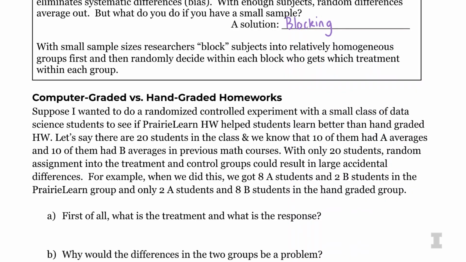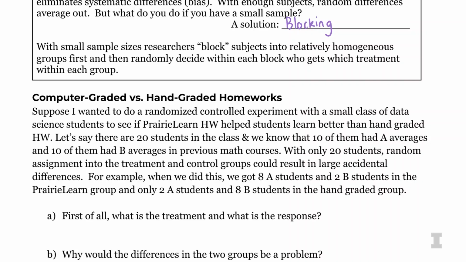So our first example is about computer graded versus hand graded homeworks. It says, suppose I wanted to do a randomized controlled experiment. Good, randomize is best, with a small class of data science students to see if Prairie Learn homework, or online homework, helps students learn better than hand graded homework, where students would actually write on a piece of paper and turn in their homework. Let's say there's 20 students in the class, and we know that 10 of them had A averages and 10 of them had B averages in previous math courses.